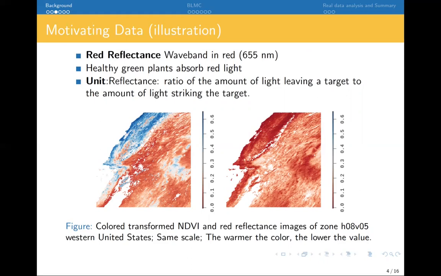The study domain is a zone located around the western United States. The two colored maps on the slides are in the same color scheme. The warmer the color, the lower the value. So as you can see here, along the northern part of the coast, we observe high values of NDVI and relatively low values of red reflectance. So our responses have a spatial pattern and they have some inner correlation with each other.